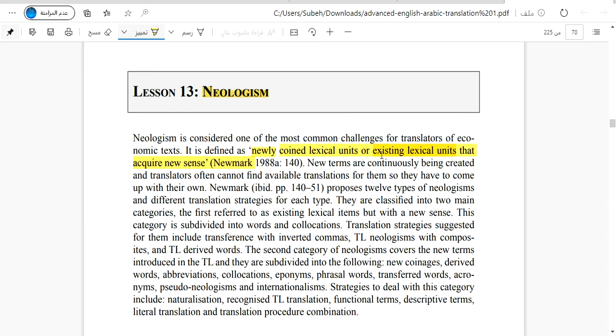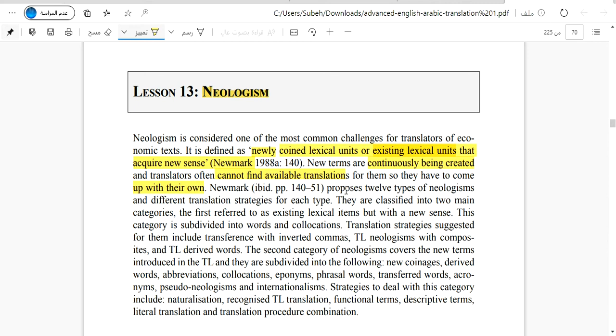The new terms are continuously being created. دائماً في السياق القانوني في كلمات جديدة عندي. And translators often cannot find available translations for them, so they have to come up with their own. طبعاً we are, let's say, as beginners, may not be able to bring up our own translations, right? But let's say those who are experienced in economic translation can provide us with new translations, and by time those new translations will be very common to use in economic text.